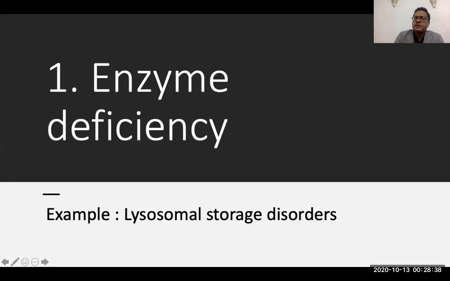So let me go back to the presentation again. The first mechanism through which abnormal intracellular accumulation could occur is due to some enzyme deficiency. As a result, abnormal substances could accumulate inside the cell. This could lead to cell death, tissue damage, and sometimes even death also. This is mechanism number one.